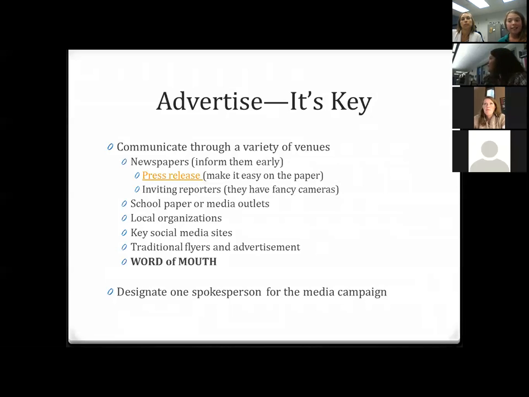Key social media sites, Facebook and Twitter, don't underestimate them either. Traditional flyers and advertisements, and just word of mouth. Word of mouth can go a long way.